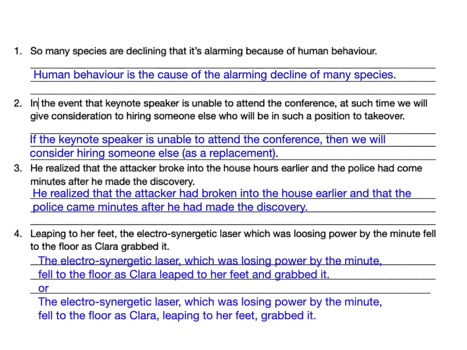Number 4, the electrosynergetic laser, which was losing power by the minute, fell to the floor as Clara leaped to her feet and grabbed it. Or, the electrosynergetic laser, which was losing power by the minute, fell to the floor as Clara, leaping to her feet, grabbed it.